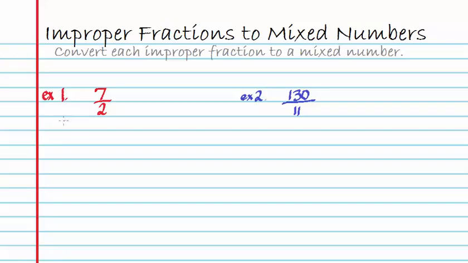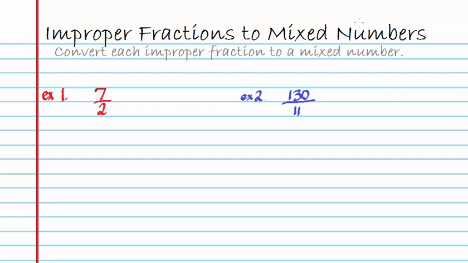Hey everyone, in this video we're going to look at converting improper fractions to mixed numbers. We have two examples, and our directions say to convert each improper fraction to a mixed number. Our first example, example 1, is the improper fraction 7 over 2.